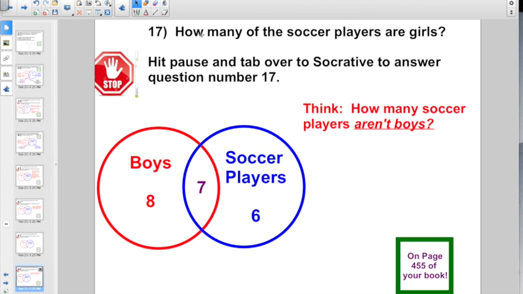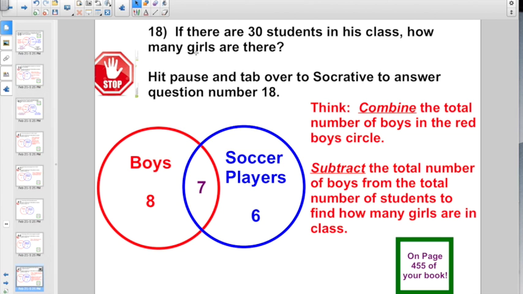All right, welcome back. Question number 17. How many of the soccer players are girls? And the easiest way to do this one is think how many soccer players aren't boys. Because if you aren't a boy, you gotta be a girl, right? Hit pause, tab over to Socrative to answer question 17.